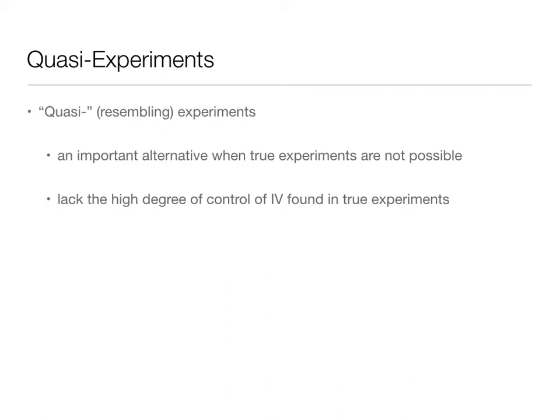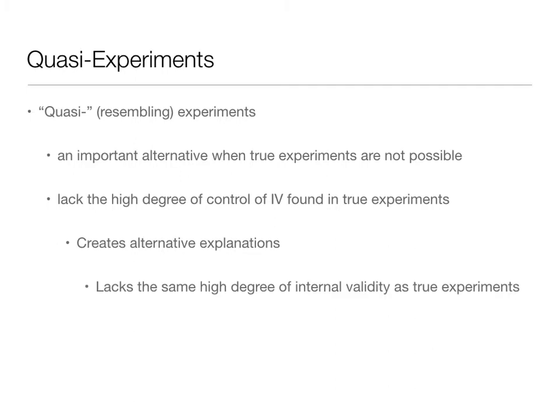Again, they lack the same high degree of control that we have in a true experiment. And because of this, this creates alternative explanations. So we're not able to say that X is definitely causing Y. We can say X is likely causing Y, X may be contributing to Y, but something else is going on that keeps us from being able to say that A is causing B or X is causing Y. So again, they lack this same high degree of internal validity. When you see alternative explanations, you know you have low internal validity. When you see no alternative explanations, you have high internal validity.